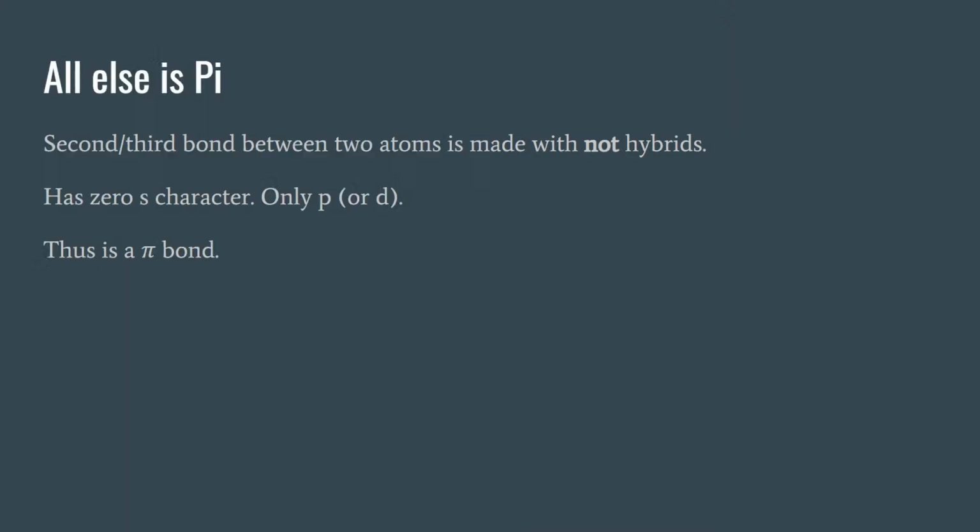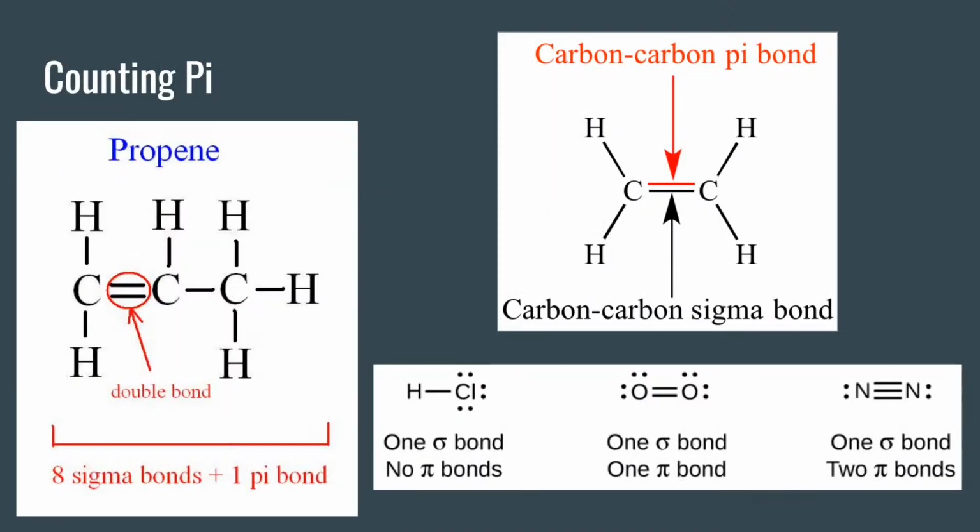So now let's start counting bonds, sigma and pi bonds. The first bond is always sigma. The second and third bonds are going to be pi. So let's start here in the upper right. We're looking at ethene, or ethylene, marsh gas.